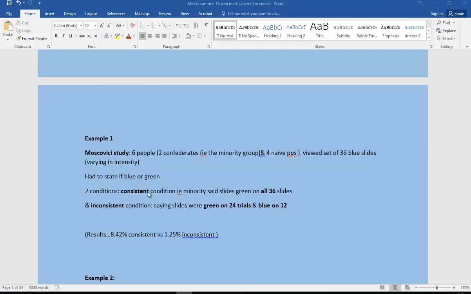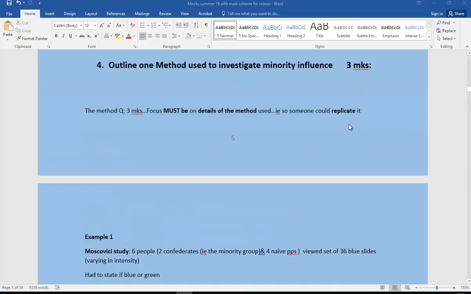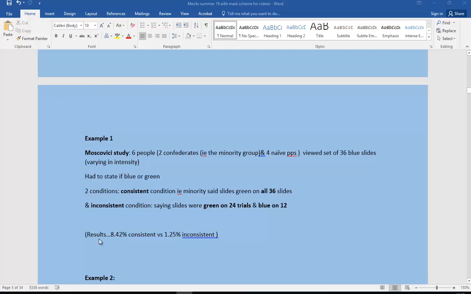There were 2 conditions: the consistent condition, in which the minority said the slides were green on all 36 slides, and the inconsistent condition, saying the slides were green on 24 of the slides and blue on 12 of the slides. Okay, so we have then covered our 3 bits of detail for our 3 marks there. I'm just including here a little bit on the results for you, just so that you've got a bit of revision on that particular study.